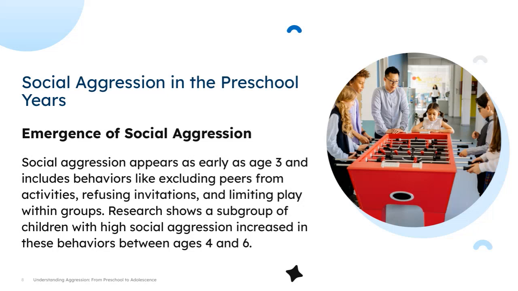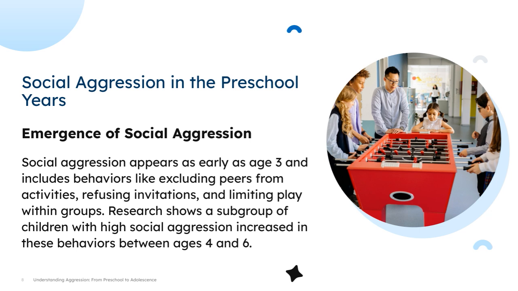Here, we're looking at how social aggression starts quite early in a child's life, often as young as age 3. This includes actions like excluding others from activities, saying no to invitations, or controlling who gets to play within a group. These behaviors can really impact how children relate to one another and form friendships.